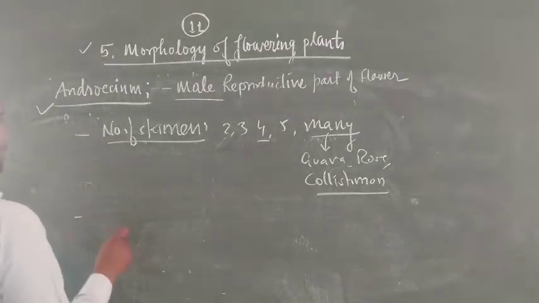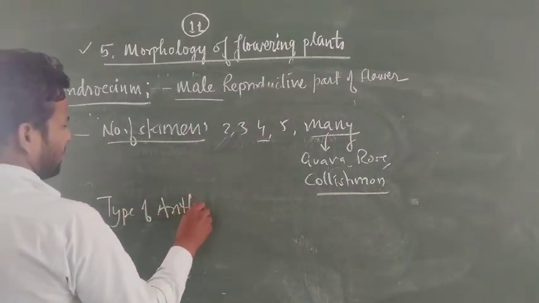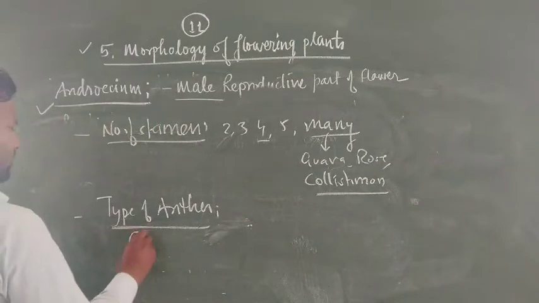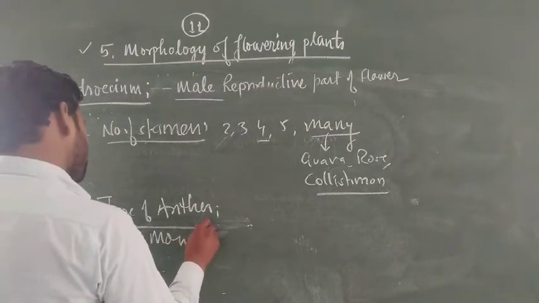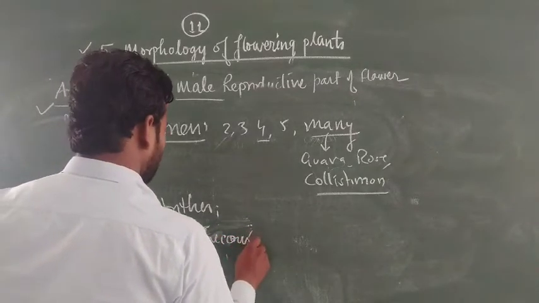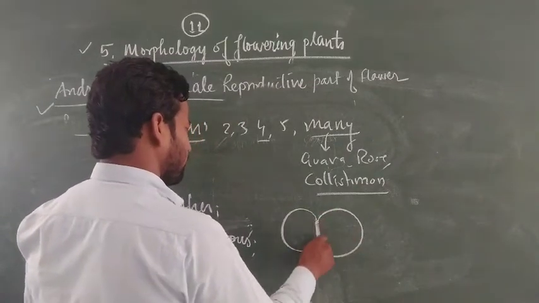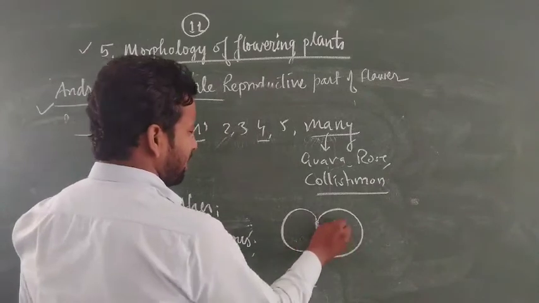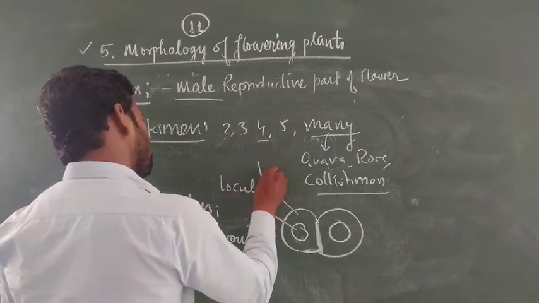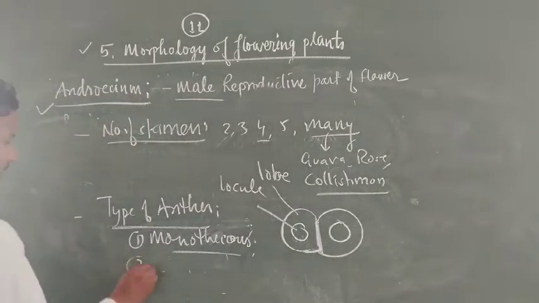Now next is the type of anther. First is the monothecous anther. Here you can see a single theca inside the anther. Suppose the anther has 2 lobes and each lobe has a single locule. It is called monothecous.